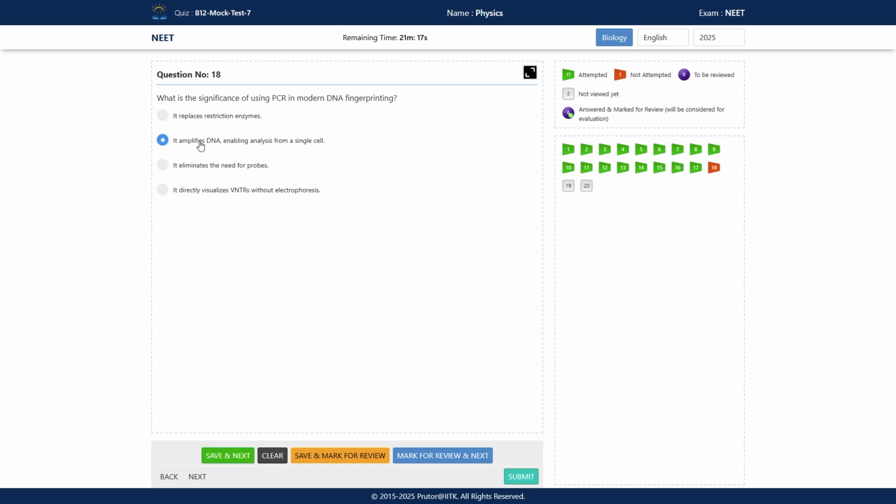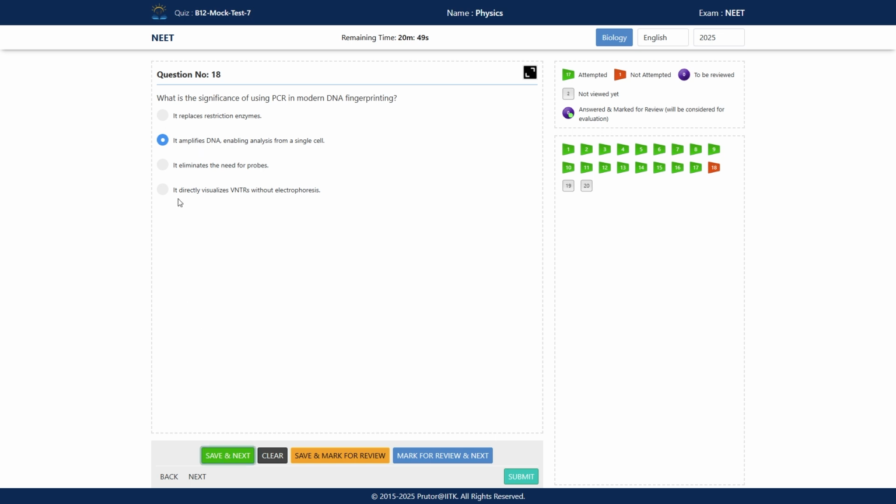Option B is the correct answer here. See, PCR is polymerase chain reaction. So with PCR we can amplify the DNA. Clear? We can make billions of copies from a single molecule of DNA. So PCR is used for amplifying the DNA, and DNA can be amplified even from a single cell.